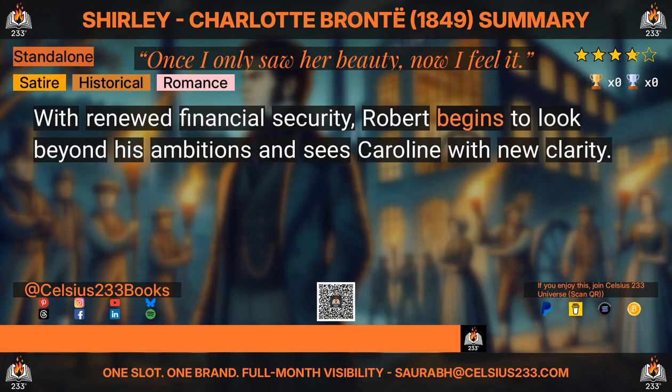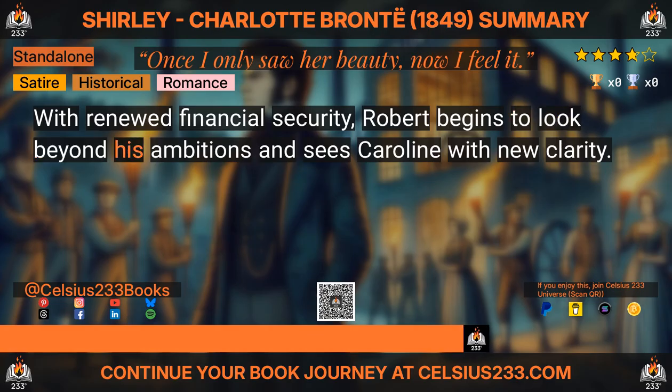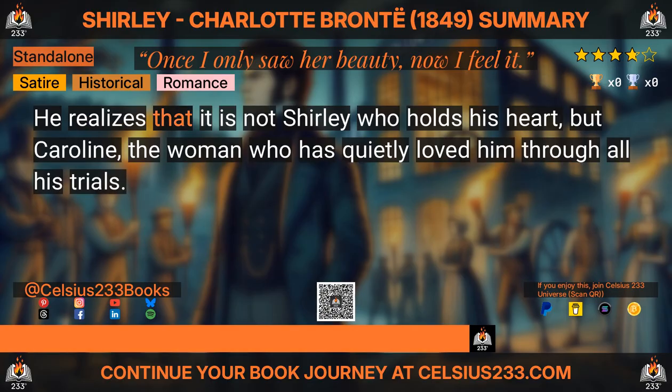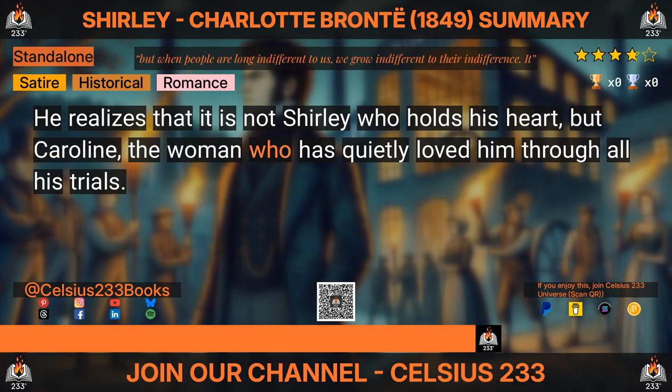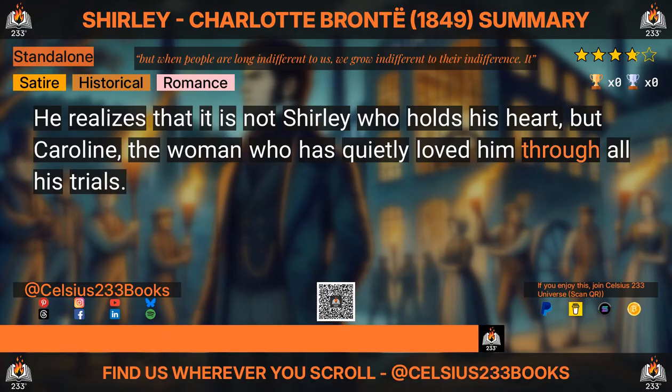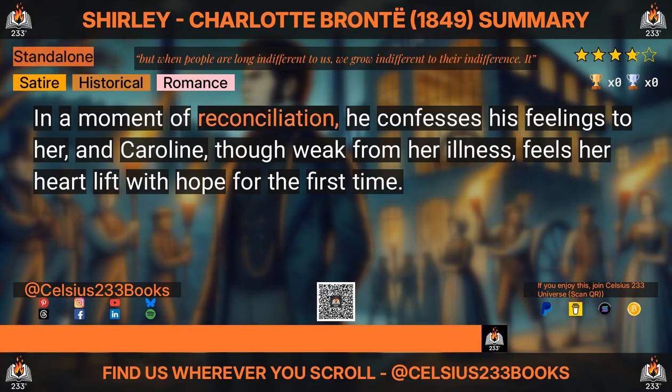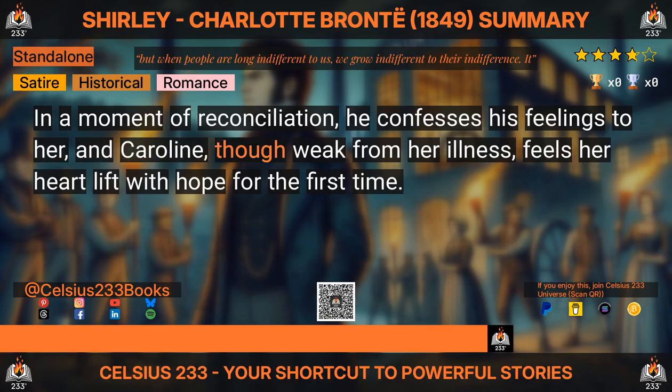With renewed financial security, Robert begins to look beyond his ambitions and sees Caroline with new clarity. He realizes that it is not Shirley who holds his heart, but Caroline, the woman who has quietly loved him through all his trials. In a moment of reconciliation, he confesses his feelings to her, and Caroline, though weak from her illness, feels her heart lift with hope for the first time.